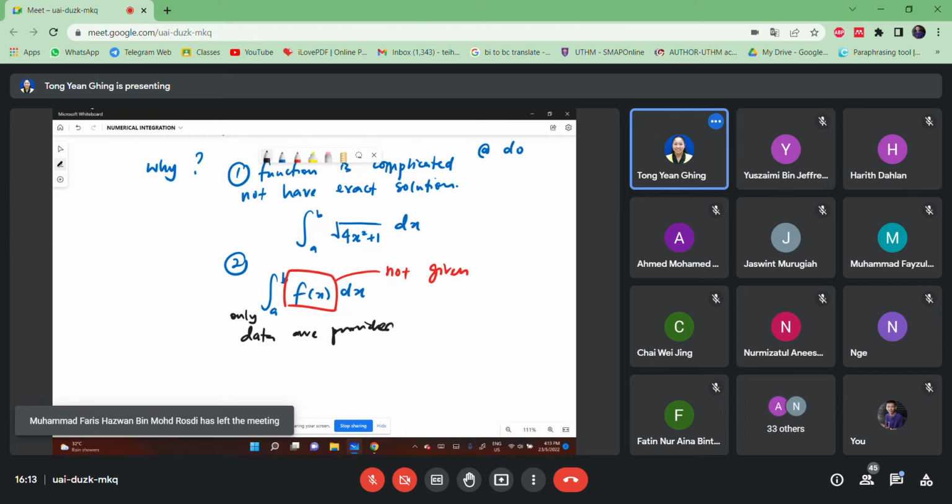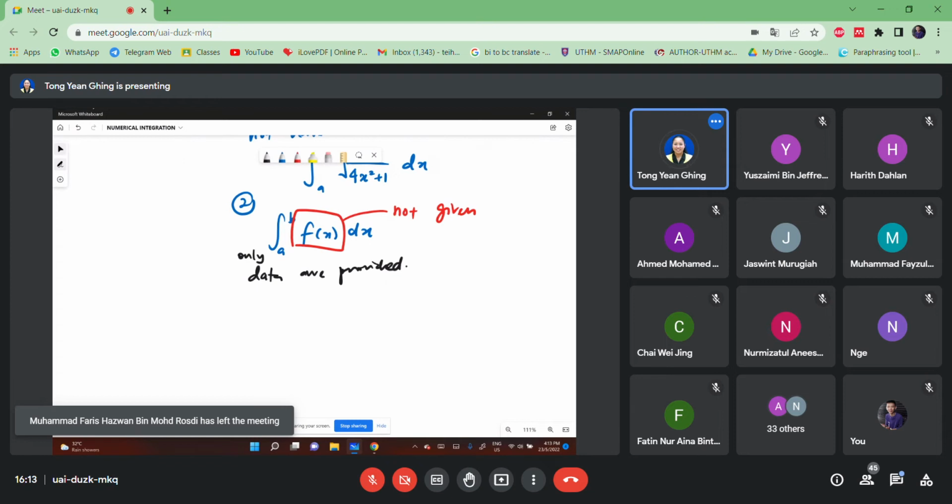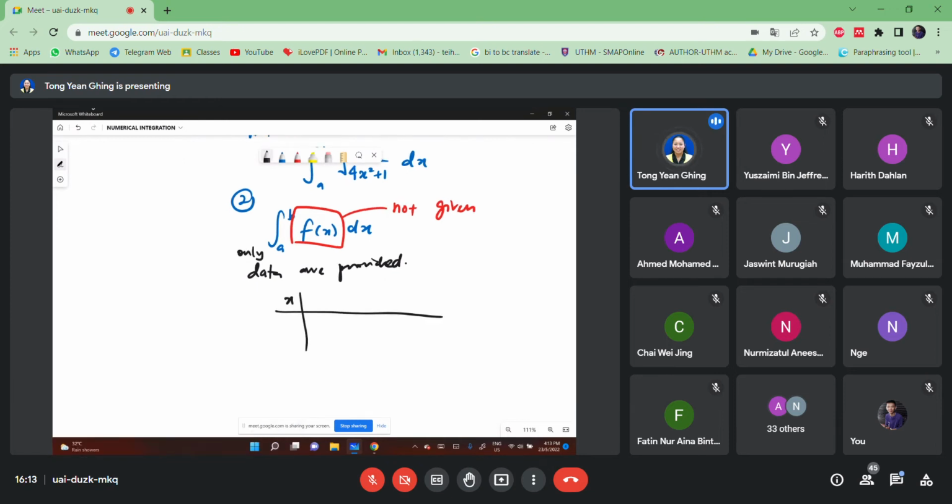Okay, for example, let's say we have x, y, and you have 0, something like this, 2, 12, let's say. But you don't have the function, this f(x). What is the f(x)? You don't know. But you have the data. So from this data, we can do the integration by using numerical methods.